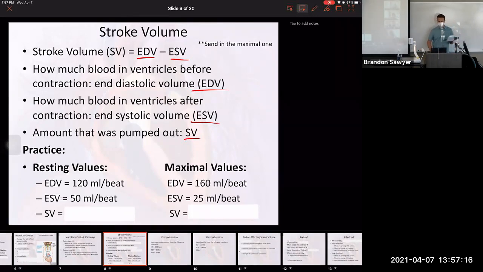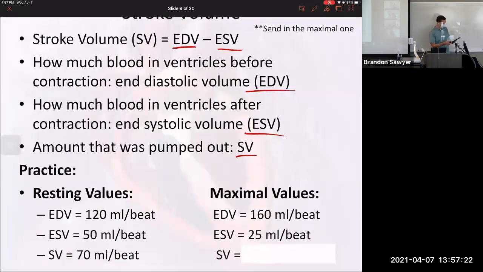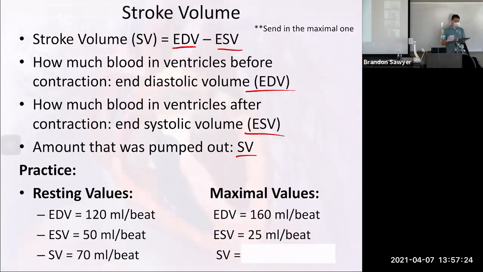Okay, I think everybody's back. Anybody else need to send that in? Give you another second to do so. So let's start with looking at these ones. Okay, so calculating stroke volume is simple, just EDV minus ESV, giving you those numbers there. So the first one, typical resting might be around 70 mils per beat, maximal values somewhere around 135.